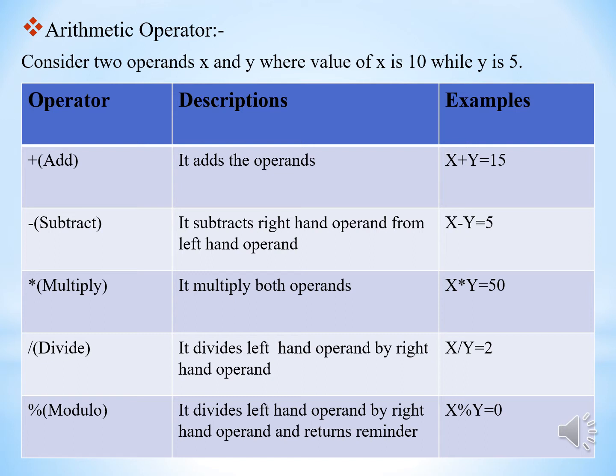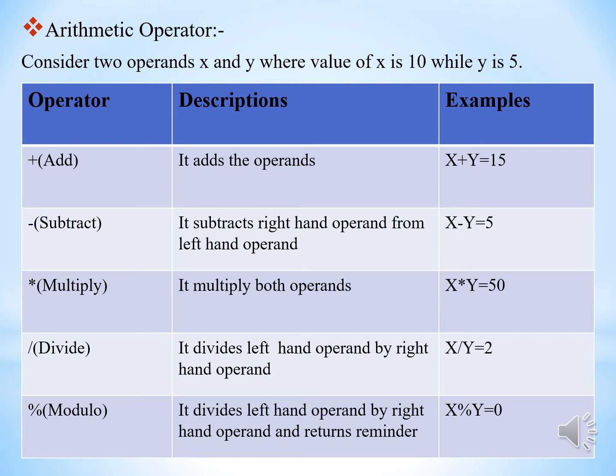Arithmetic operator. Consider two operands x and y, where the value of x is 10 and y is 5. The plus sign is used for adding numbers, and it adds the operands. Operands are x and y. So x plus y, where x is 10 and y is 5, is equal to 15.